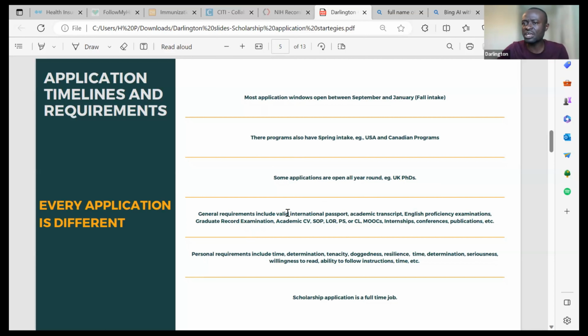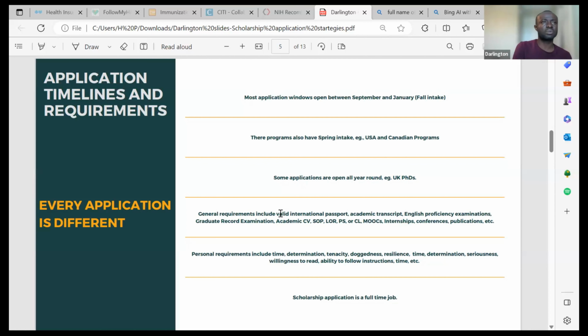There are some specific requirements for each program, just like I said for this timeline that is specific to some programs. But generally, these are the times that apply. So there are also general requirements and specific requirements for applying for PhD and scholarship opportunities. And one of the most important general requirements is a valid international passport.